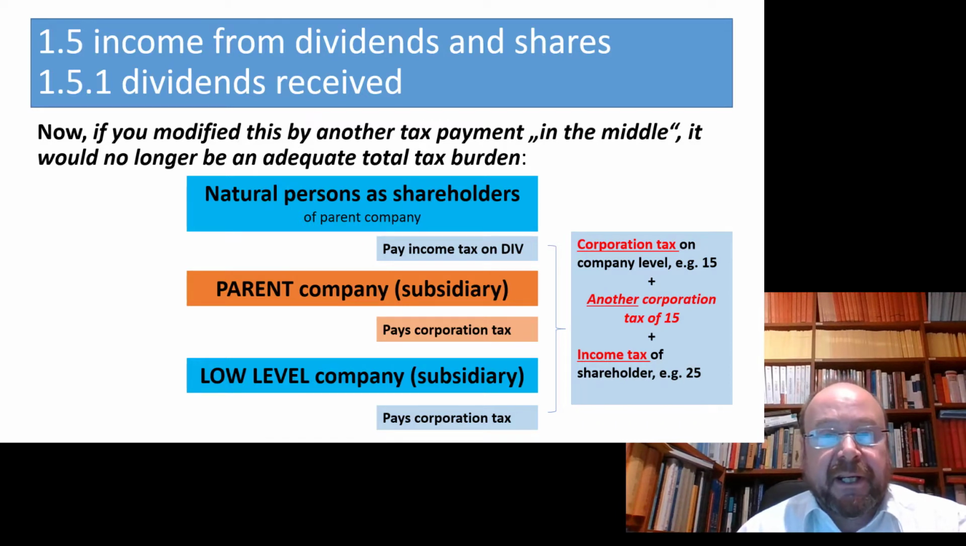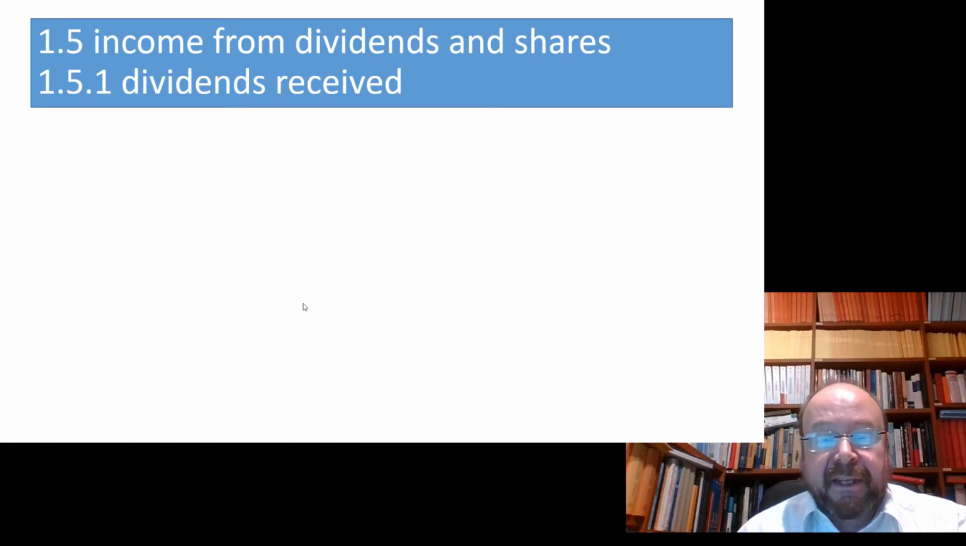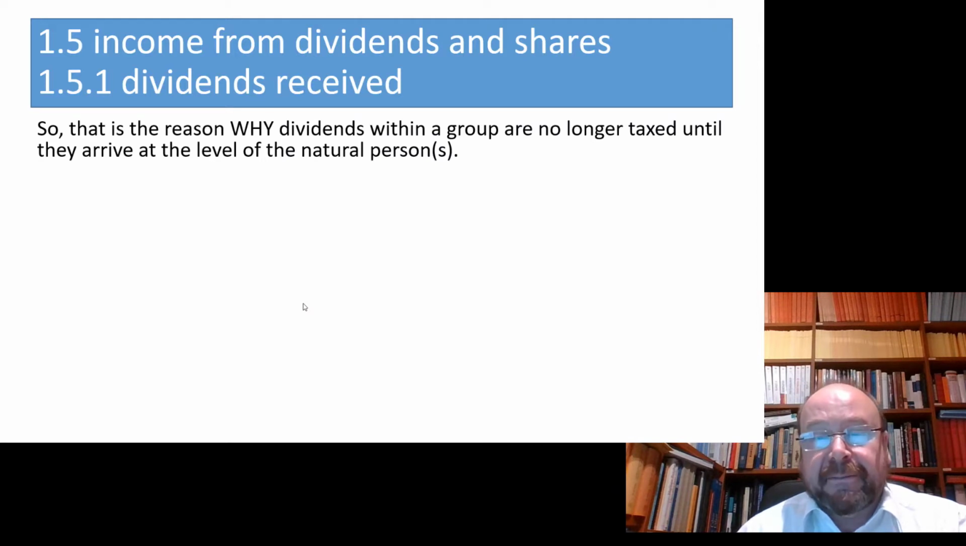And that is why on the levels in between, parent company, grandparent company, and so on, taxes are no longer taken, but paragraph 8b KStG exempts these dividends while they are going up their way through the group until they reach the final shareholders. That's the reason.